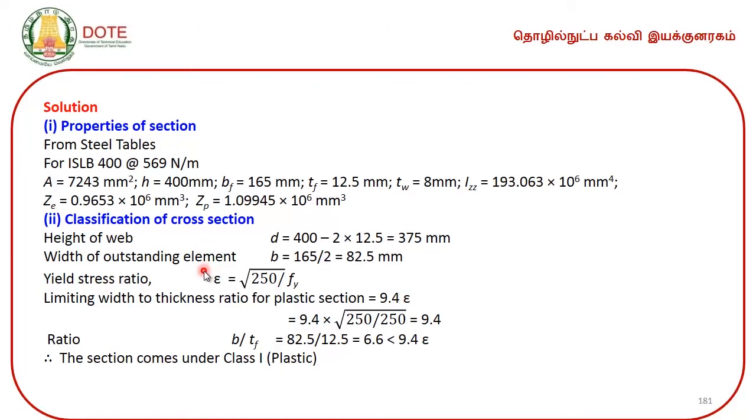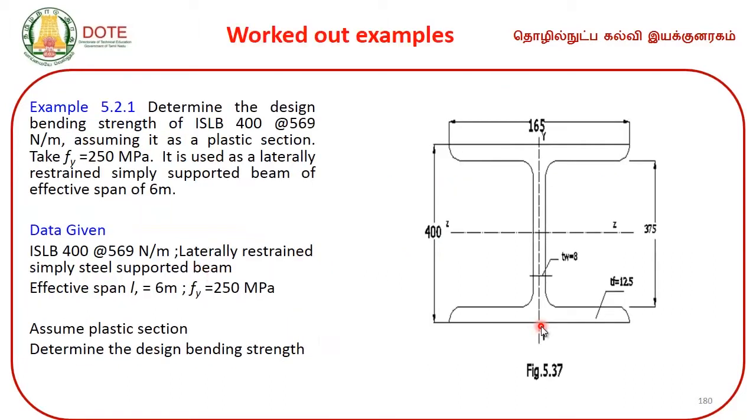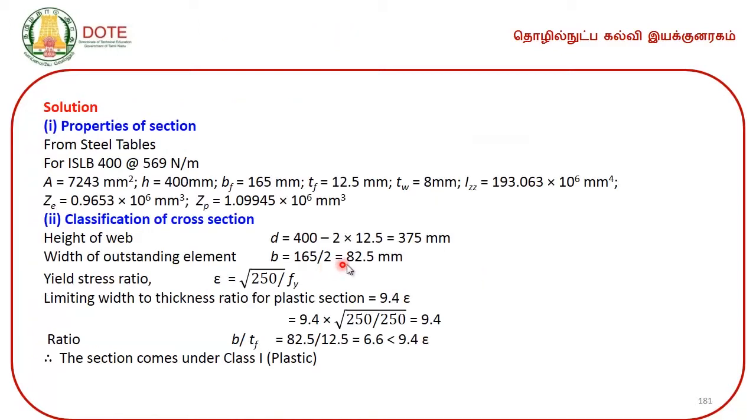width of outstanding element, this is the width of outstanding element from this point to this point we have to measure. This is given in the code, illustrated in the code. So, breadth of the flange or breadth of the outstanding element is measured from this point to this point, therefore, it is 165 by 2. So, that comes around 82.5 millimeter, and this is a yield stress ratio, epsilon is equal to root of 250 by Fy, and for plastic section, that is class 1 section, the limitation is 9.4 epsilon. So, 9.4 epsilon value is 9.4 and the b by tf value is 6.6.